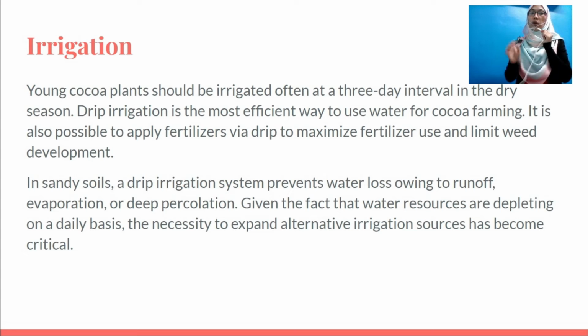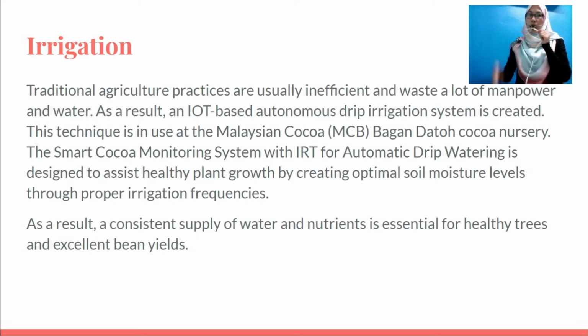Given the fact that water resources are depleting on a daily basis, the necessity to develop alternative irrigation sources has become critical. Traditional agriculture practices are usually inefficient and waste a lot of manpower and water. As a result, an IoT-based autonomous drip irrigation system was created. This technique is in use at the Malaysian Cocoa Board Bagan Datuk Cocoa Farm Nursery.